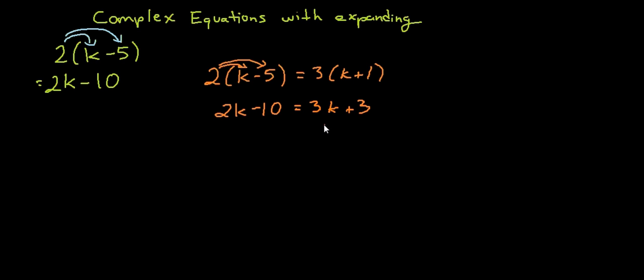So why don't we move all the variables to the right side? So we'll get rid of this 2k here. So I say -2k, -2k, and once that cancels out, I end up with -10 equals 3k minus 2k. That's just a 1k. Now I'm going to move the 3 over, so I'm going to subtract 3 from both sides. And I'm going to get k equals -13.